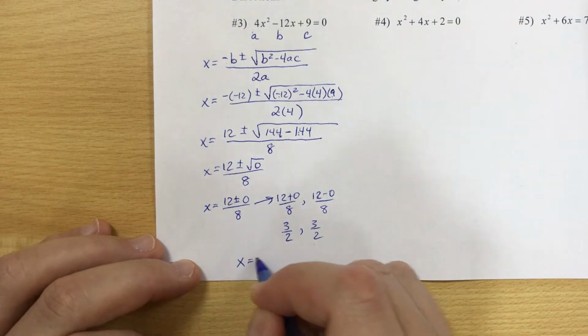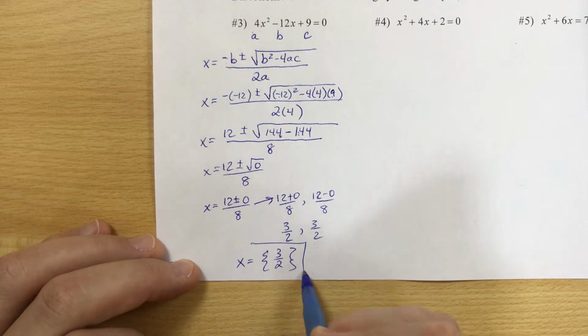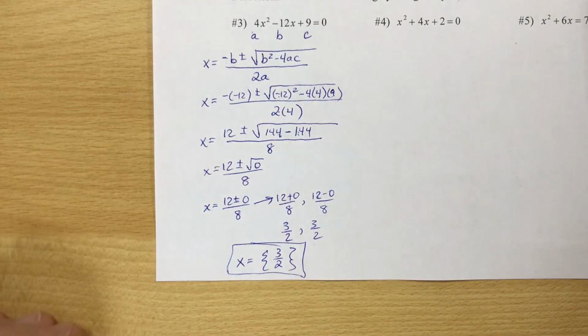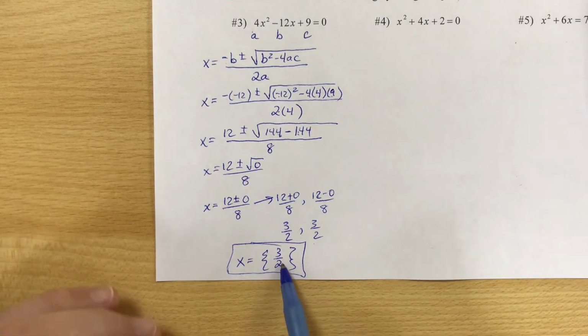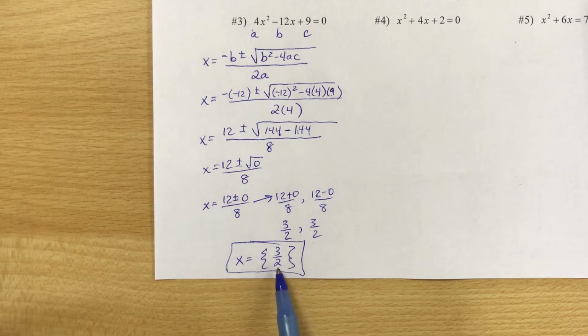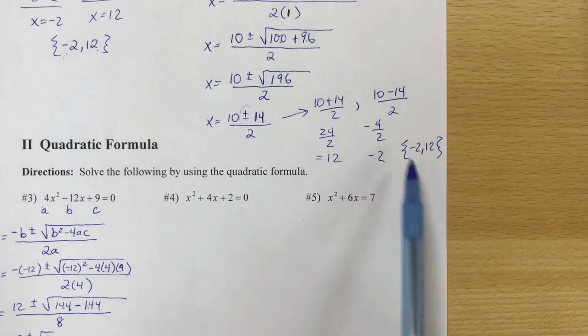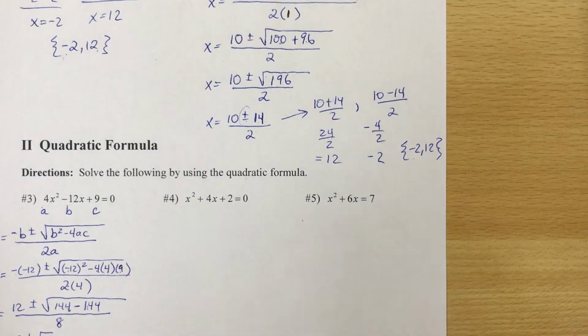When we write the solution, we don't write it twice. We only write it one time. So x is equal to 3 over 2. You could also say 1.5 as a decimal. Now, what's happening is we only get one solution. This is actually kind of rare. Normally, with a quadratic, we're going to get two answers.